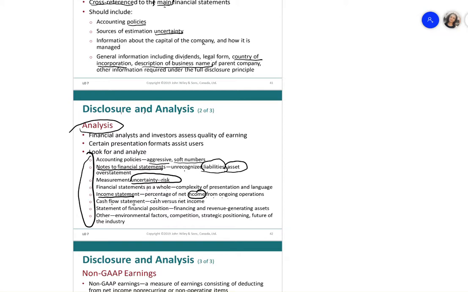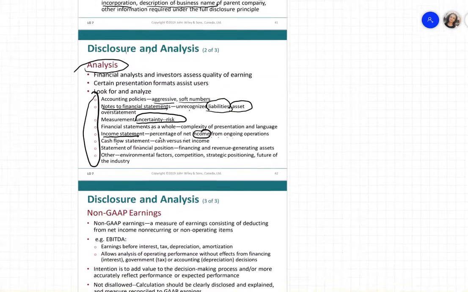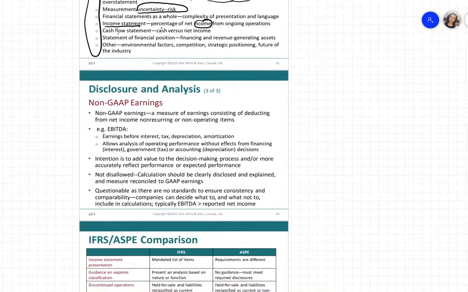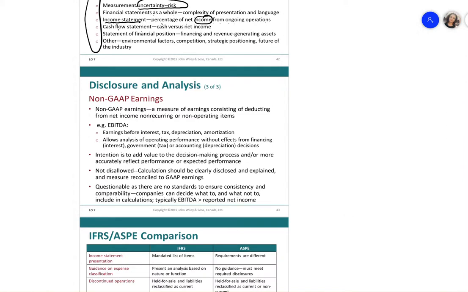They look at the cash flow statement. They compare your cash flow statement to the net income to see what are some of the cash items, what are some of the non-cash items, and what goes into the three activities that we have under the statement of cash flow. Now, this is just going back into the disclosure.